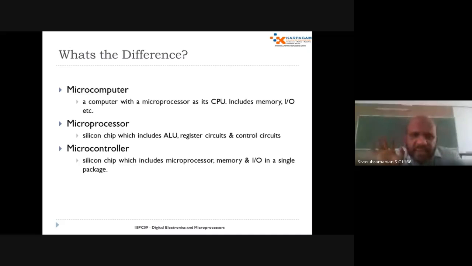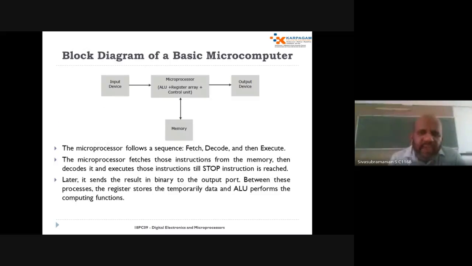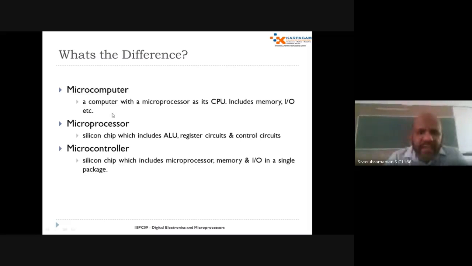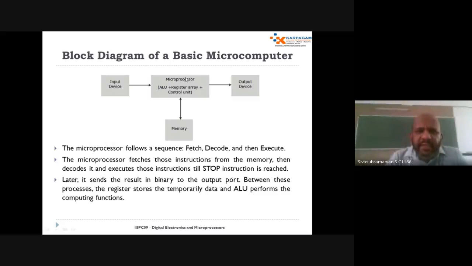So there lies the difference between these three components, right? Are we clear? Now, moving on to the basic block diagram, you have a microprocessor in between. This is a block diagram of a microcomputer. As already said, a microcomputer will have a microprocessor as its CPU and includes memory and I/O. That's what I have put here. It's a CPU, a memory, and an I/O, which are available separately.